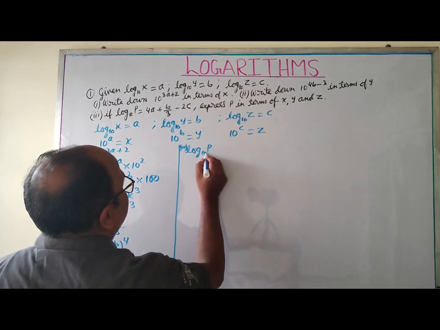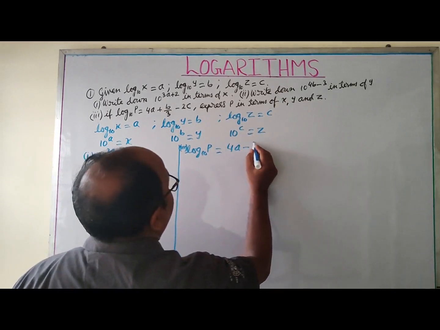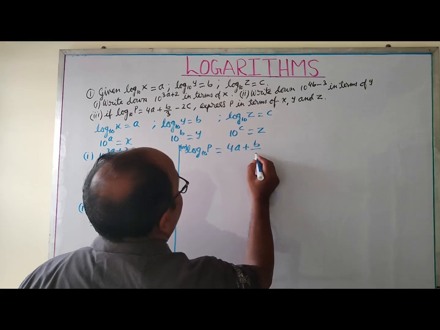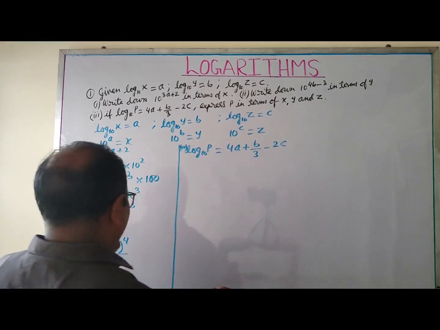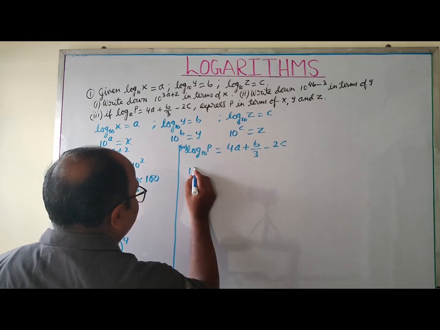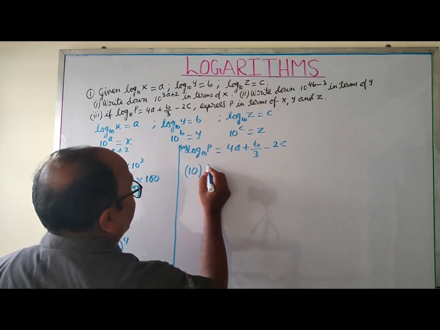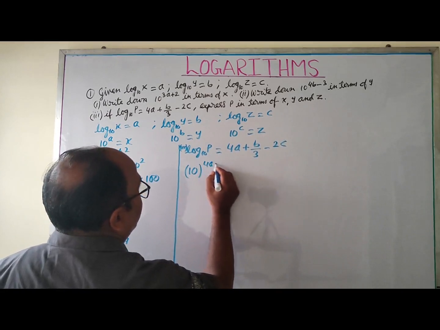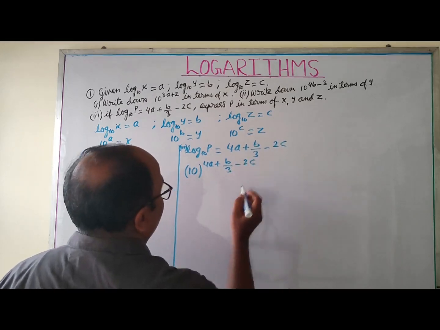Log p to the base 10 is equal to 4a minus b by 3 plus b by 3 minus 2c. Now we have been asked to express p in terms of x, y, z. So I will change from log to the exponential form. So I will get 10 to the power 4a plus b by 3 minus 2c.